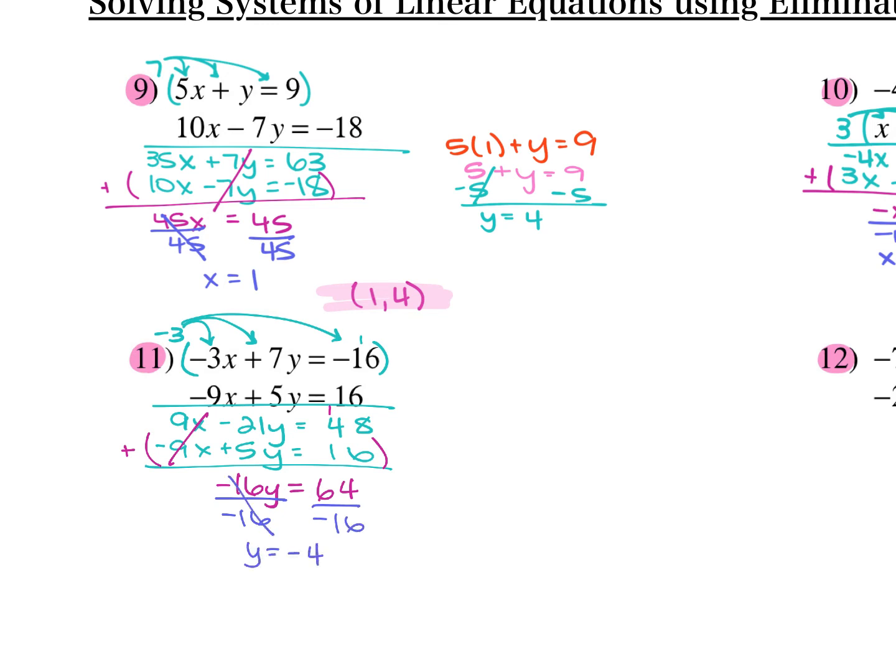Negative 4. If y is equal to negative 4, plug it into one of the original equations and solve for x. Which one of the original equations do you want to use, top or bottom? Okay, so that's going to be negative 3x plus 7 times y, which is negative 4, is equal to negative 16. The 7 times negative 4 is negative 28, so that's negative 3x minus 28 is equal to negative 16. How are you going to move that 28 over? Add it.